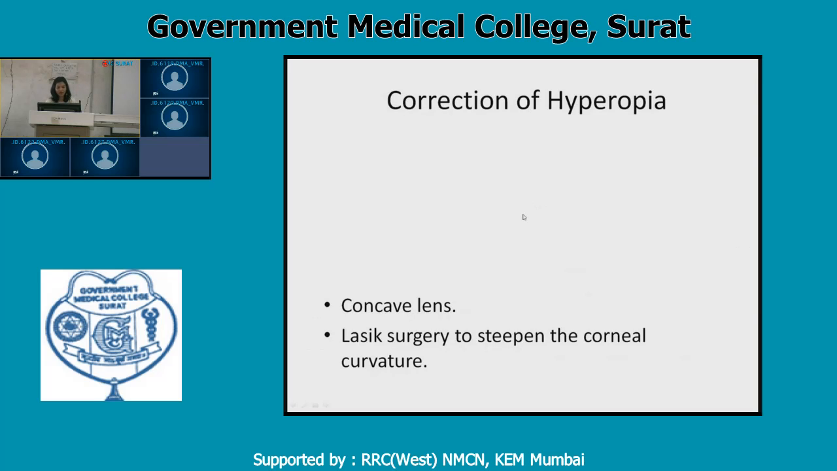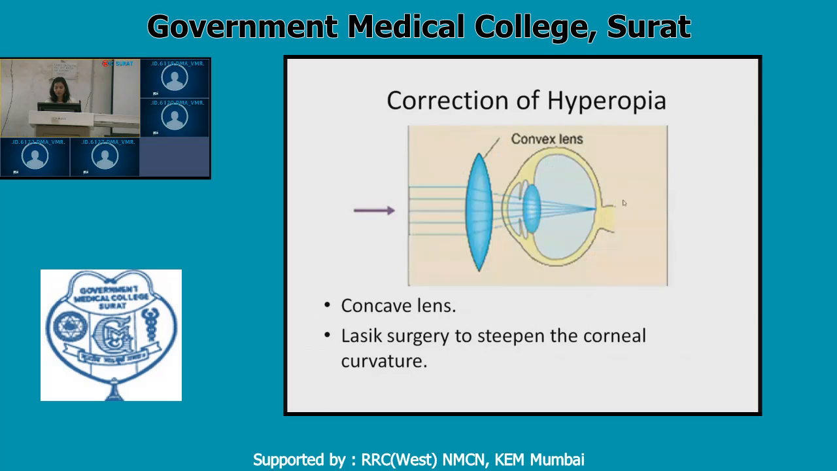So the image which was forming behind the retina will now be forming on the retina. A converging lens is used, a convex lens is used. So the image which was forming behind the retina is now focused on the retina to clarify the image. Or LASIK surgery can be done, laser assisted surgery can be done.